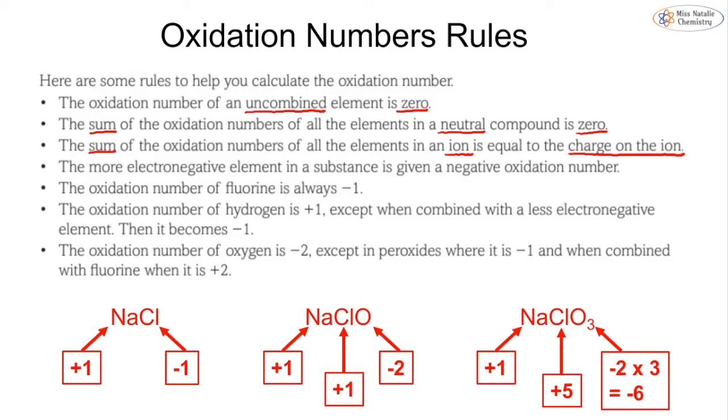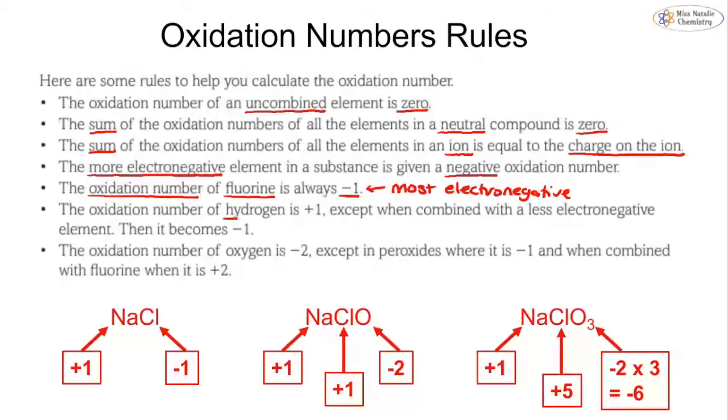The more electronegative element is always given a negative oxidation number. That's meaning it is more likely to take the electrons and be reduced, therefore it is going to be negatively charged. The oxidation number of fluorine is always -1, and that is because it is the most electronegative atom in the periodic table. So of course it's always going to have a negative.